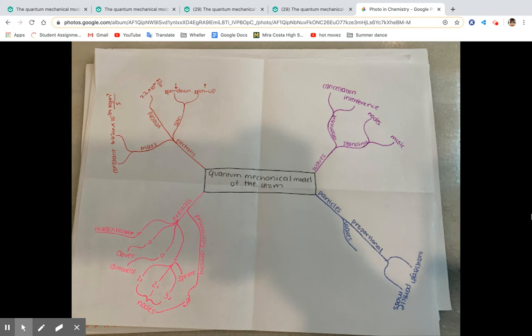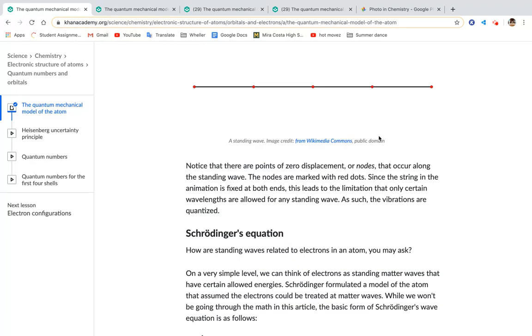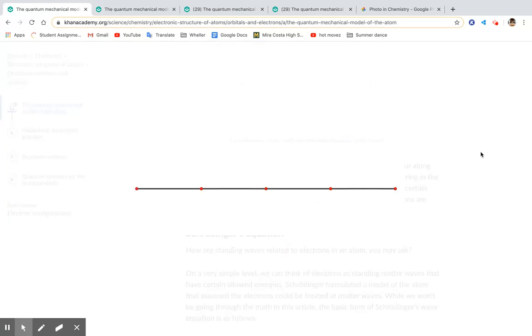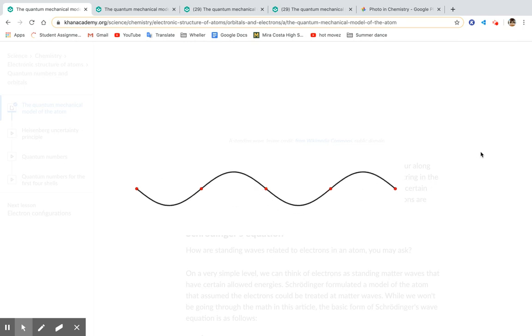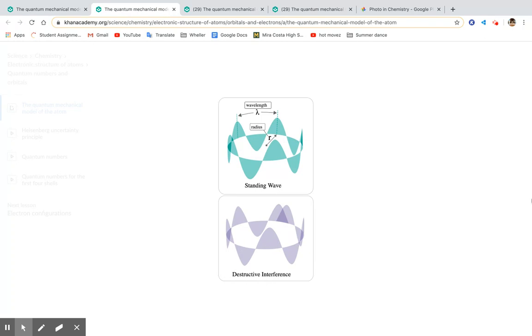Now, in the model, there are waves, and there are 2 different kinds of waves. There's a standing wave and a destructive interference. The standing wave has nodes as well, and it can be found in music. So if you were to strum a guitar, you would be listening to a standing wave, and then the destructive interference can cause the cancellation of waves because the circle does not meet it.